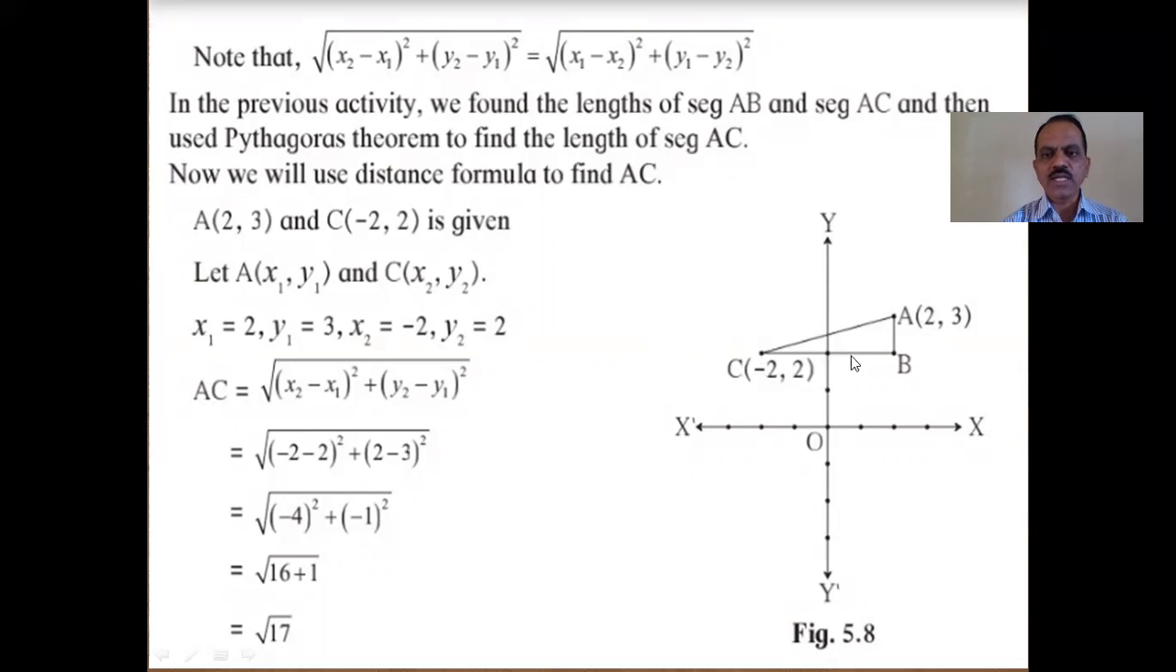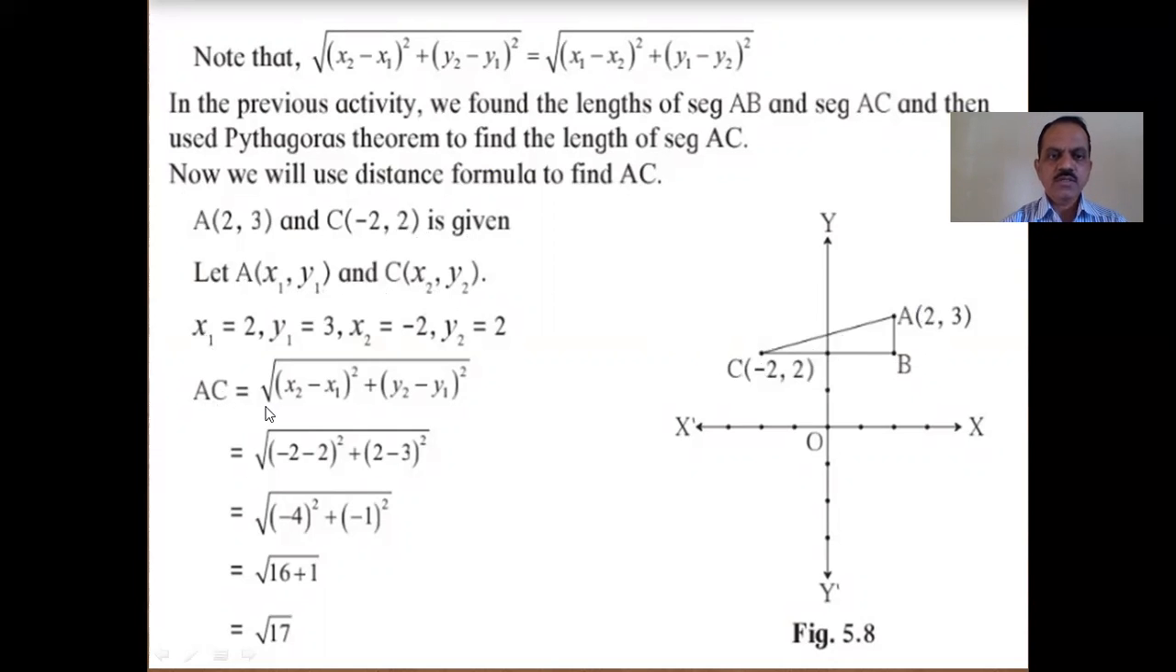And when you join the perpendiculars, which are parallel to the x-axis as well as the y-axis, they intersect each other at the point B. Now look here, the coordinates of point A are 2, 3, and C is -2 and 2. Let A be x1 and y1 and C be x2 and y2. Then we find the value of AC.